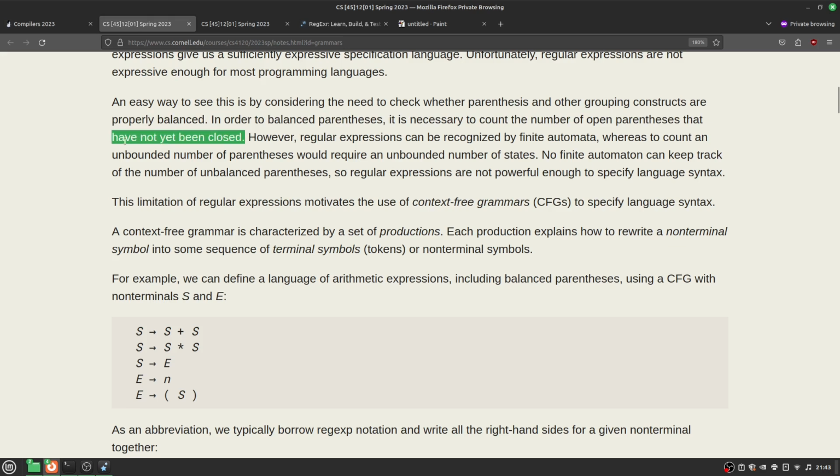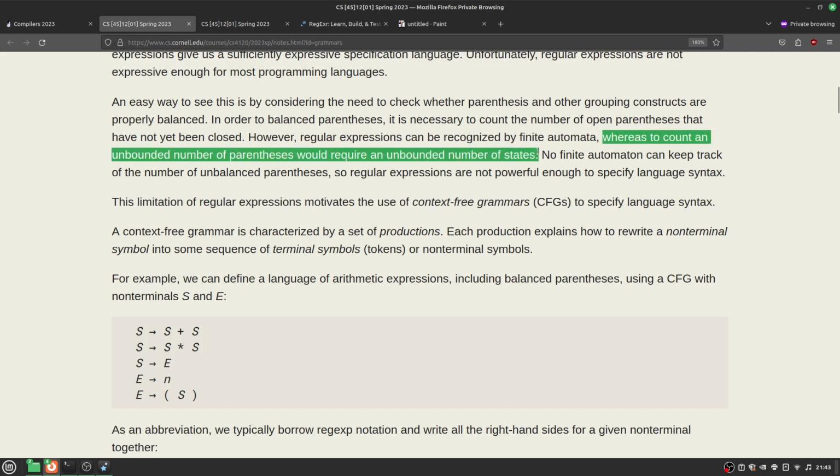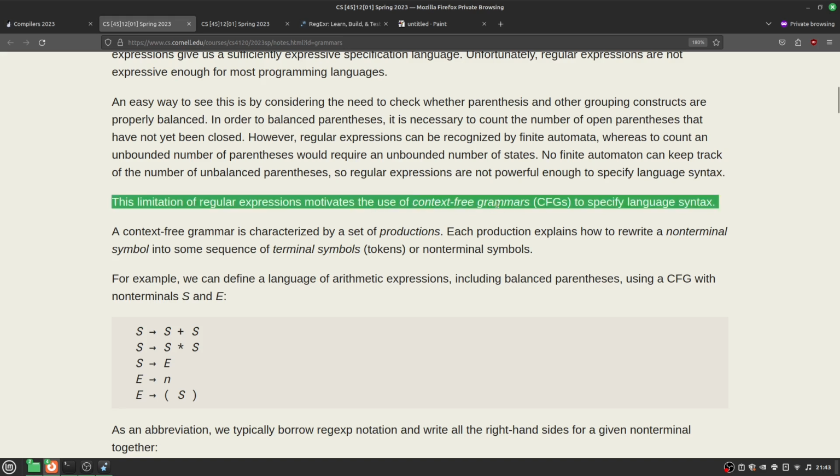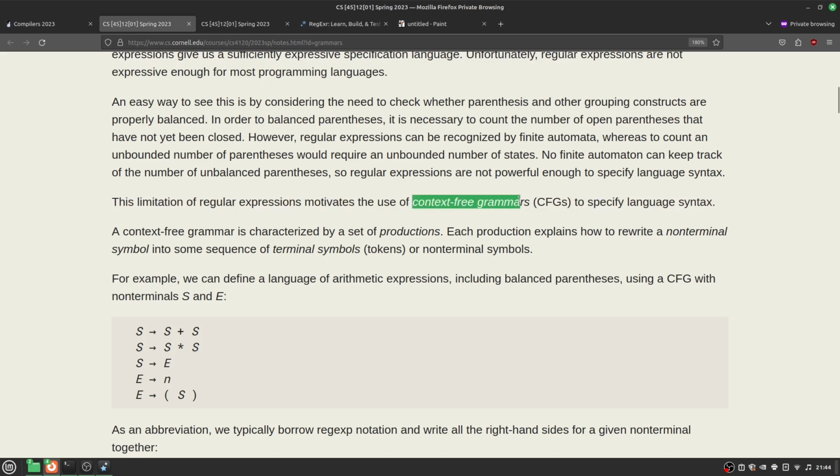Yeah, so you could have tons of these. However, regular expressions can be recognized by finite automata, whereas to count an unbounded number of parentheses would require an unbounded number of states. No finite automaton can keep track of the number of unbalanced parentheses, so regular expressions are not powerful enough to specify the language syntax. This limitation of regular expressions motivates the use of context-free grammars. We looked at that in, I think, the second video of this series, very briefly. So we're going to dive into that here.